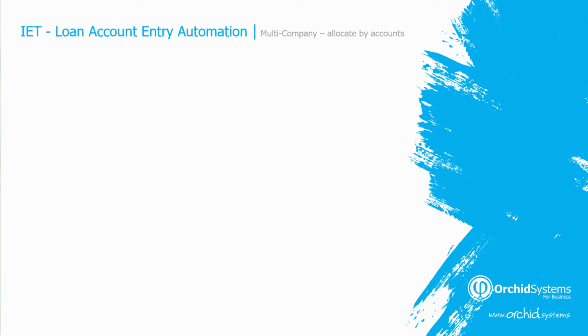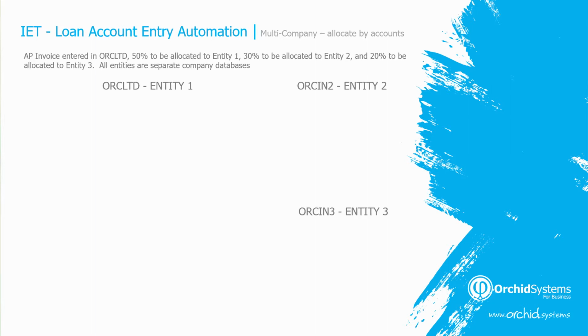The next example we're going to do is the setup required for inter-entity multi-company, where we're going to allocate expenses to separate companies, and we're going to choose which companies to allocate to by choosing their respective accounts. So we're going to enter an AP invoice in Orc Limited. 50% is going to remain in Orc Limited, which is Entity 1. 30% will be allocated to Entity 2, which is Orc Inc. 2, and 20% to be allocated to Entity 3, which is Orc Inc. 3.